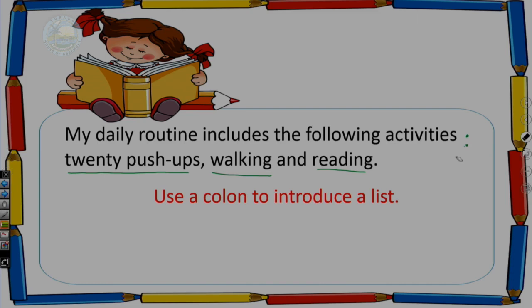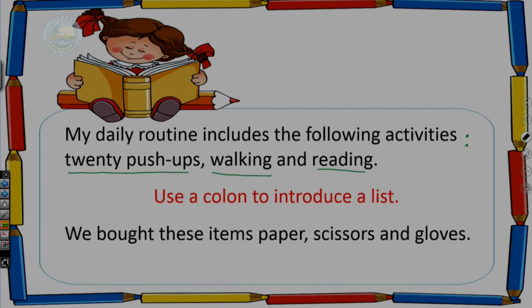All right, let us see if we can do another one of those. This sentence says, we bought these items: paper, scissors, and gloves. Remember, we are trying to use a colon to introduce a list. Where does this list begin? We bought these items: paper, scissors, and gloves. Read it carefully. See if you can find the beginning of the list of items. And then when you do, I want you to put a colon right at the beginning of that list.